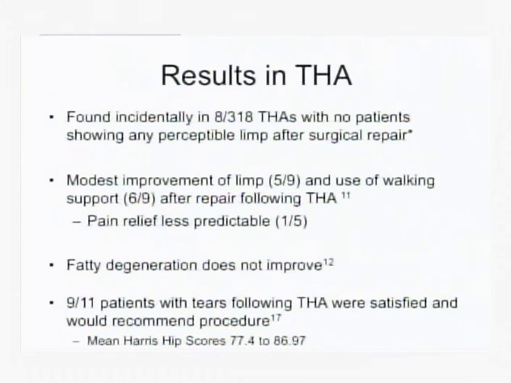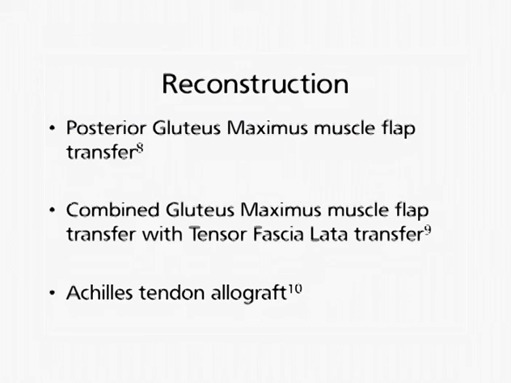And the series are pretty small. Six of 9 were getting by without using a cane or crutch, and 5 of 9 without having any type of limp. The reconstructive options are for when your repair fails or if you have significant fatty infiltration into the gluteus medius and minimus.